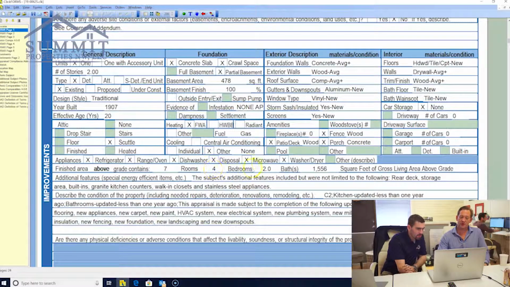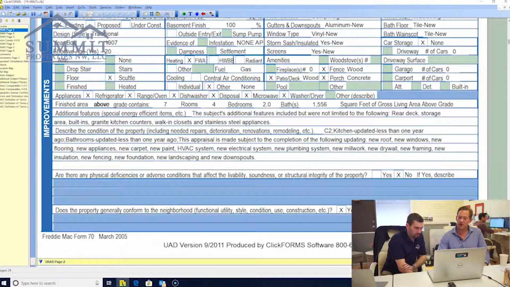7 total rooms, 4 bedrooms, 2 baths. So this stuff, don't really care about attic. Foundation, all right, here's the basement area. It has 478 square feet of finished basement area. And we break that out differently than gross living area, which is right here, because nobody wants to live in the basement.